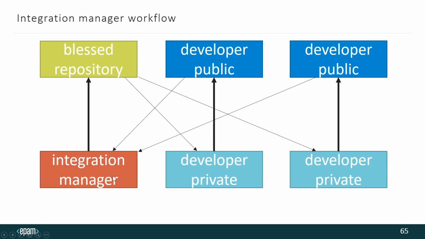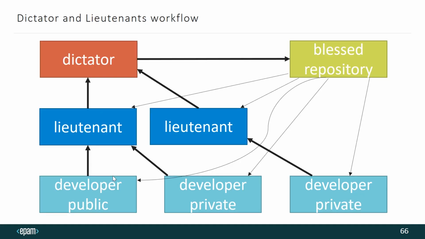The lieutenants are also integration managers, but simply of a lower caliber. When the developers send their changes to the public branches, the lieutenants pull these changes and review them. If they decide that yes, the changes are good, they send them over to the dictator for further review, and the dictator connects to the lieutenants' repository, pulls the data and looks at it. If the dictator decides that yes, the changes are good, he sends them to the blessed repository, and from there absolutely all the participants of development pull the code.